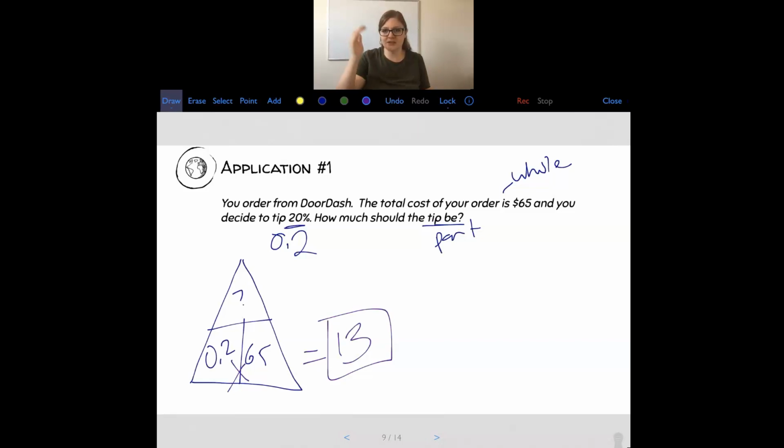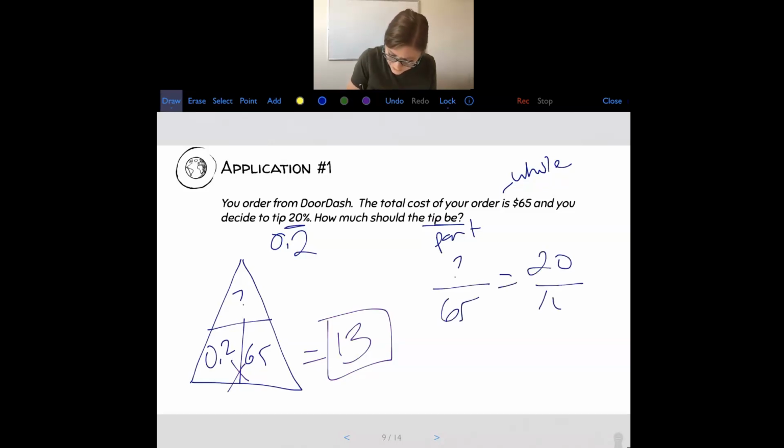Okay, you could also use is over of equals percent over 100, and I'll just write that out. Is what we're looking for, over 100, and that's what you would solve for that one.